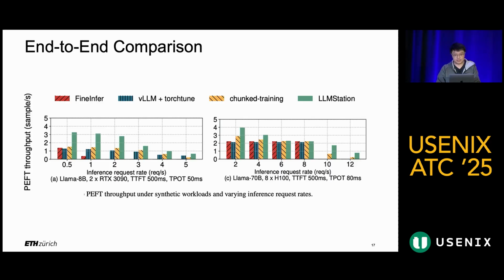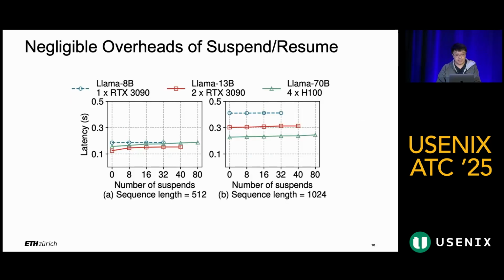We also evaluate this system in many other settings, and the performance difference can be attributed to the reasons I mentioned. We also studied the overheads of suspending and resuming parameter-efficient fine-tuning, and found that in single-GPU fine-tuning, the overhead is low. In multi-GPU fine-tuning, the overhead is larger but not that high, because there is some inter-process synchronization in the fine-tuning.